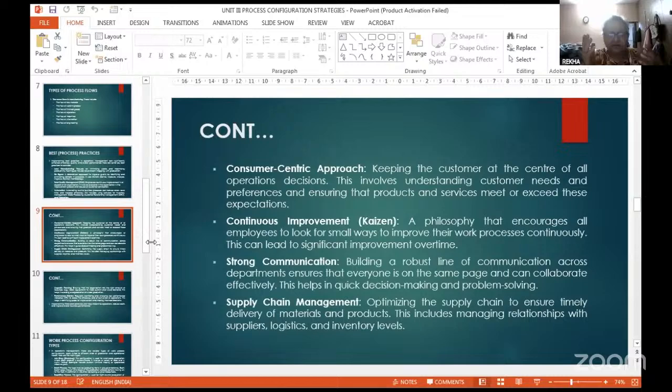Then supply chain management. What is supply chain management? Optimizing right from the time the raw material comes to the manufacturing unit. From manufacturing, it goes to the wholesaler, from wholesaler to retailer, and from retailer finally to the customer. So right from the beginning, raw material, to the ultimate consumer of that product or service.